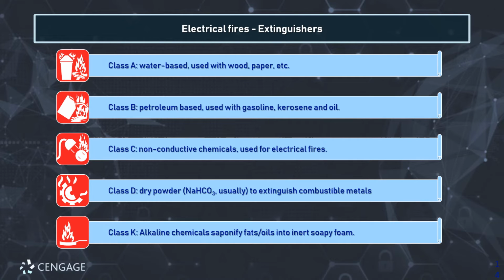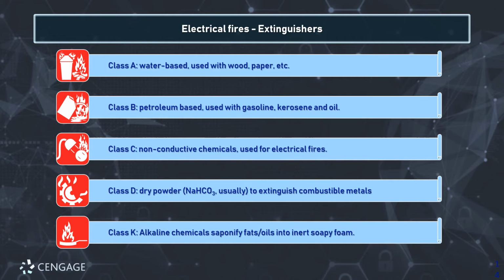Class C fires, these are electrical fires, so this is started from an electrical source. The reason that we have to use what are called non-conductive chemicals is because if the lines that are on fire are energized, we do not want to provide a pathway for the electricity to move to us, to the extinguisher, or to the area around the fire until the lines can be de-energized and the fire can be put out.